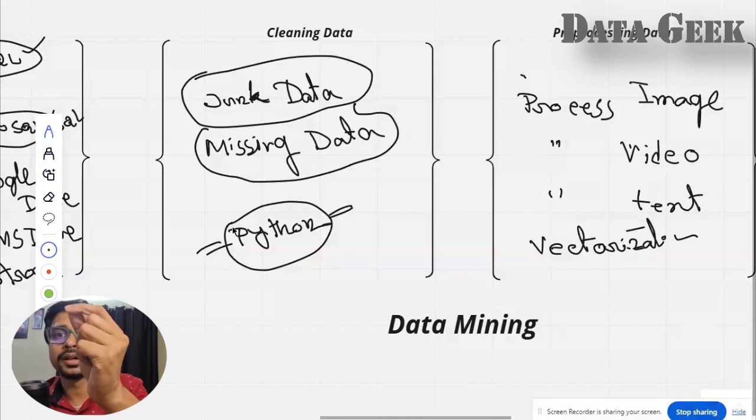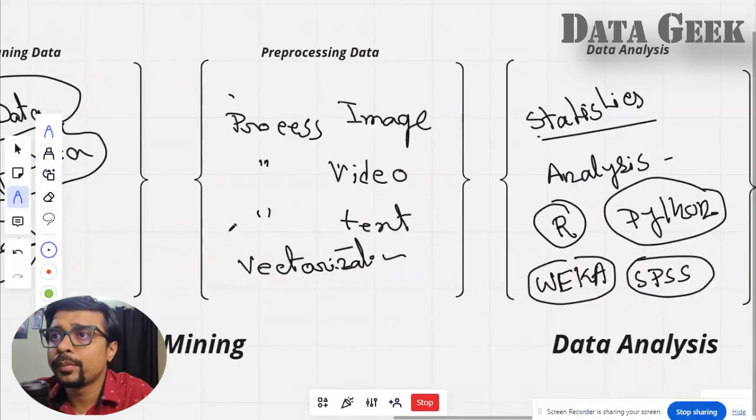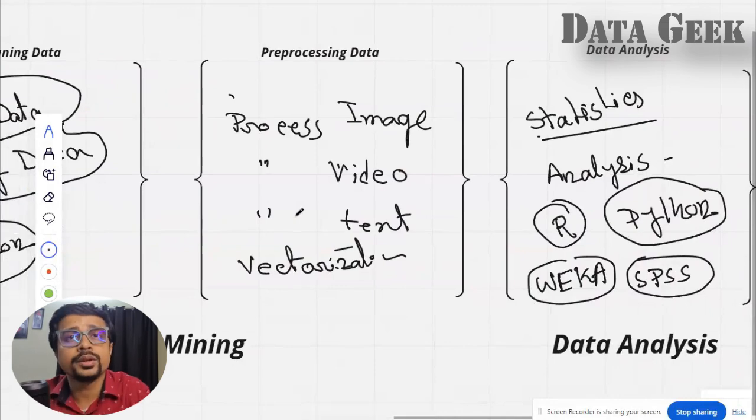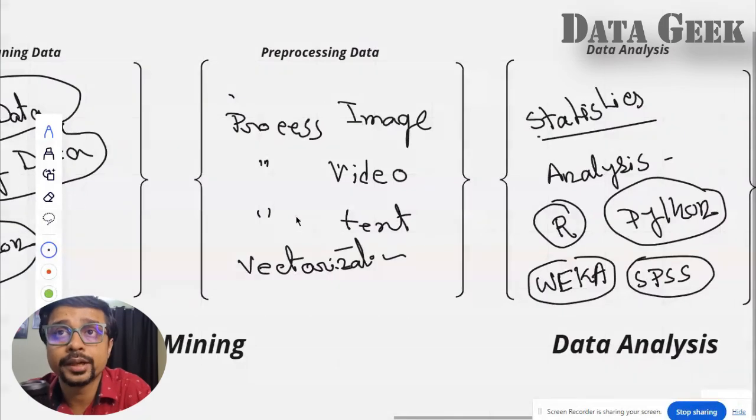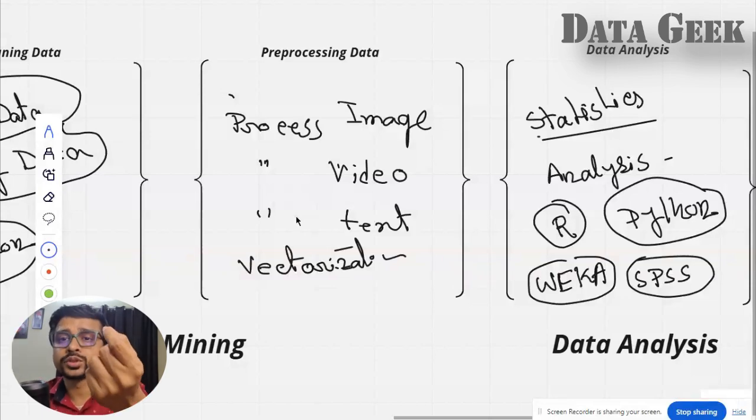First of all, data cleaning is done with Python. After you clean the data, you need to pre-process it, because data is not usable even after cleaning. Suppose you have some images. There are multiple techniques to pre-process data. I'll not go into details right now, because there are multiple prerequisites you need to learn first. You can pre-process data, video, image, and text. One of the most famous techniques is called vectorization. All of these are part of pre-processing data.